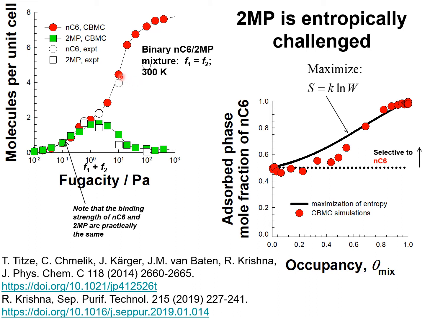Configurational bias Monte Carlo simulations were carried out for binary mixtures of normal hexane and 2-methylpentane, where the partial fugacities of the components were maintained equal to each other. The red circles show the component loadings for normal hexane, and the green squares show the component loadings for 2-methylpentane. In the Henry regime of adsorption, the binding energies of the 2 hexane isomers are equal to each other.